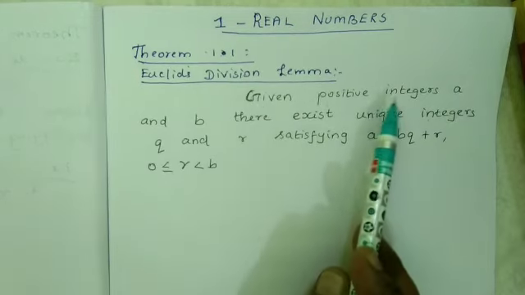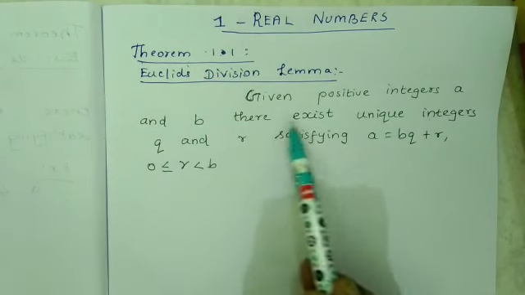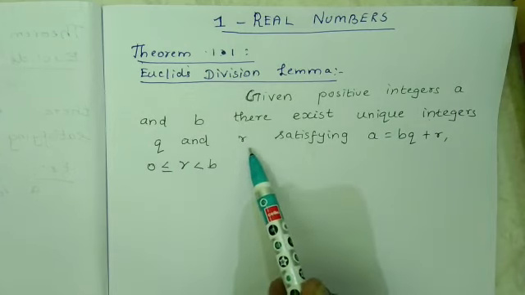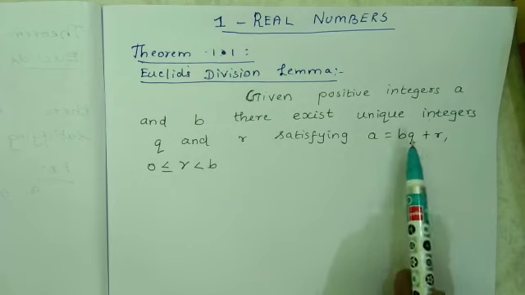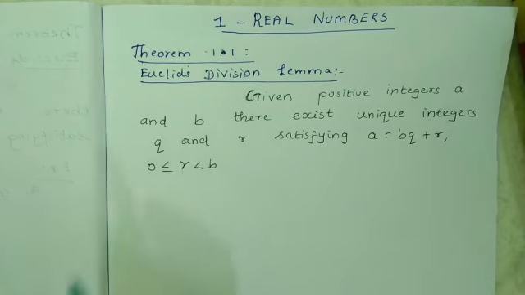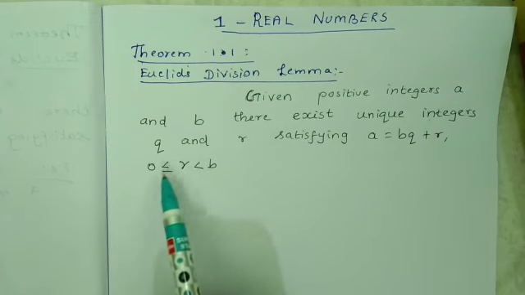Given positive integers a and b, there exist unique integers q and r satisfying the condition a equal to b into q plus r, where r should satisfy the condition r should be less than b and greater than or equal to 0.